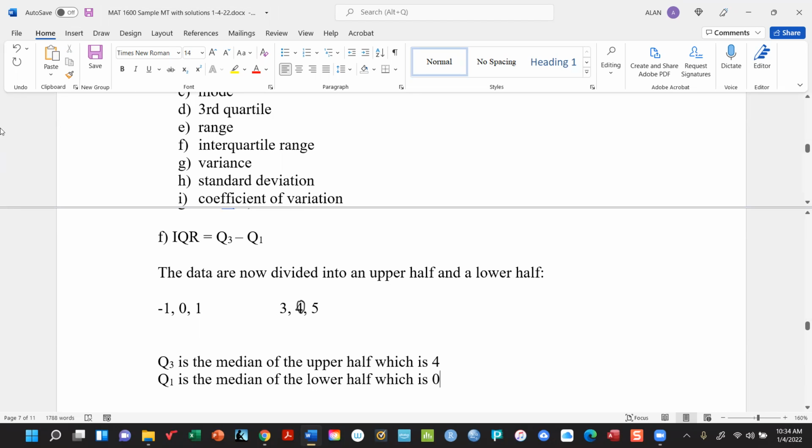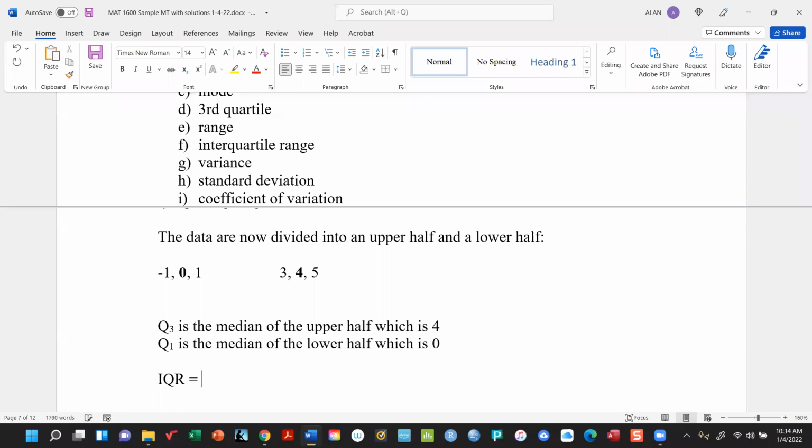All right, so this is Q1, and this is Q3. So that means that the interquartile range, which is Q3 minus Q1, is four minus 0, which is 4. Okay, and then we're done.